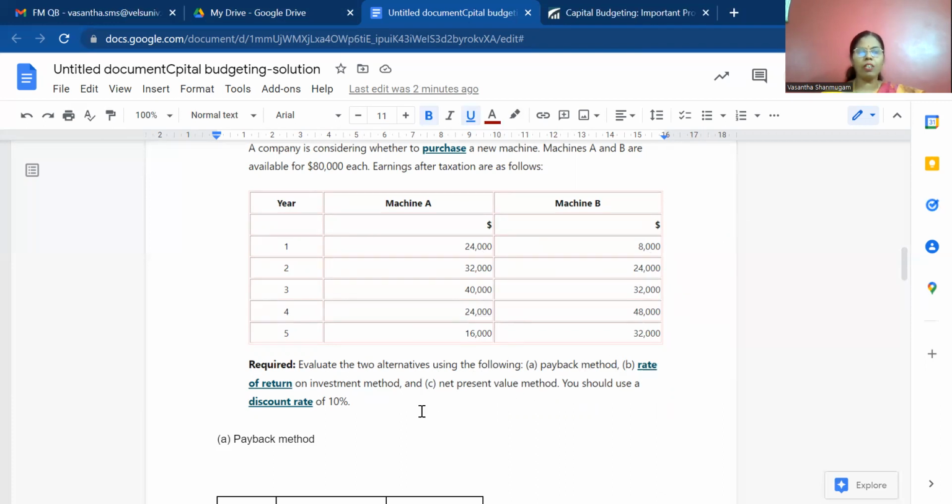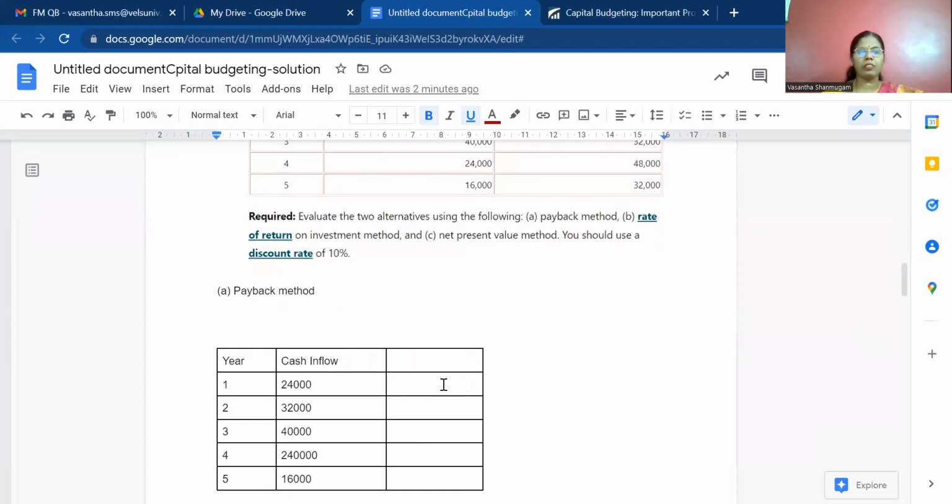Now you are asked to evaluate the two alternatives using the following methods. The first question is the payback period. The second question is to calculate the average rate of return method. The third question is to calculate the net present value method. You should use a discount rate of 10%, similar to the previous problem.